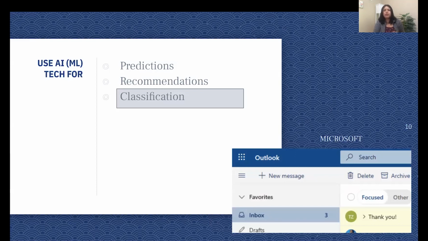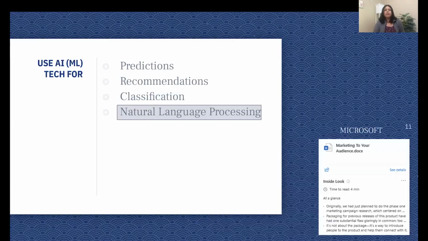It's called Focused Inbox. It helps determine what emails are of focus to you, and it suggests that these emails might be important for you, for your attention right now. So that's a classic classification problem. Natural language processing, one huge area where AI is being used again and again.